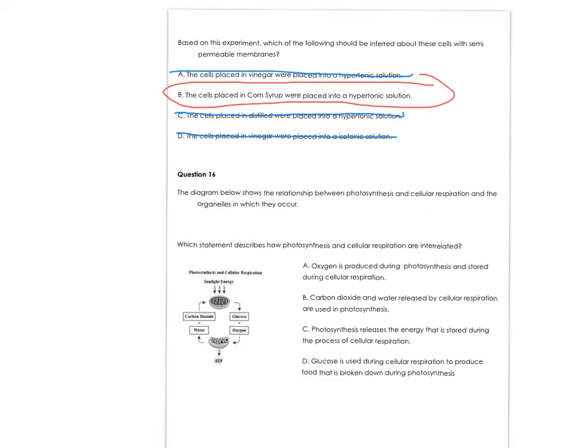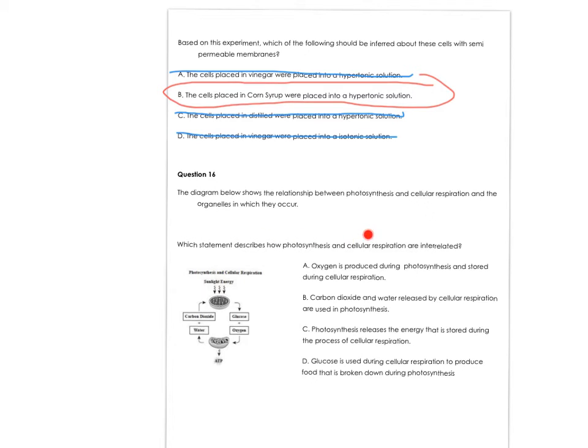Question 16: the diagram below shows a relationship between photosynthesis and cellular respiration and the organelles in which they occur. I've seen this diagram drawn in class. I drew it for you on the board. We went over it. You've seen the exact same diagram on the previous exam. So it really should not be anything new to you.